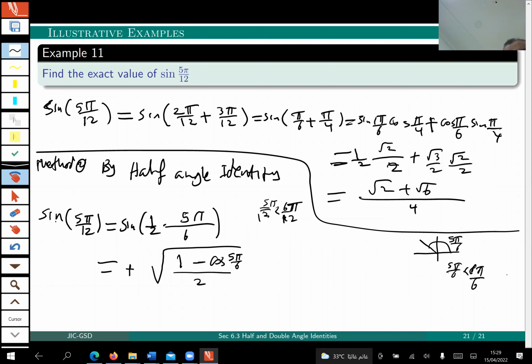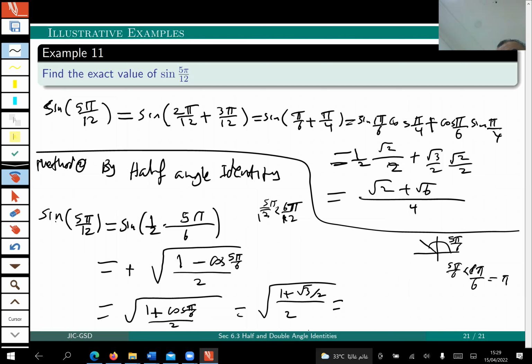Which is quadrant 2, so cosine here is negative. Minus of minus will be plus cosine pi over 6, which is root 3 over 2, so that will be equal to square root of (1 plus square root of 3 over 2), which is over 2. If you multiply 2 up and down, you will get square root of (2 plus square root of 3) over 2.